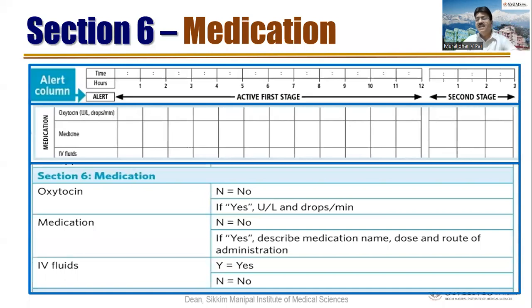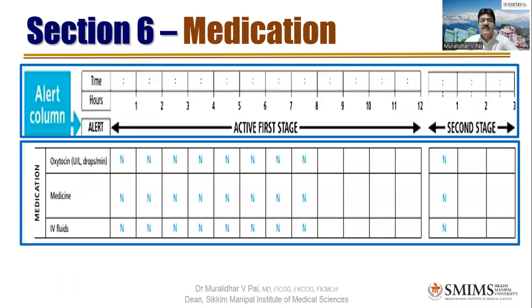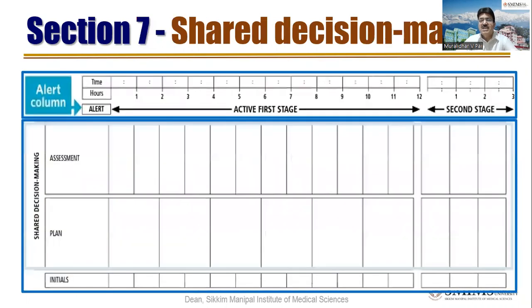Now, section 6 is very easy, simple. Medication. If you have given anything, write it. If you have not given anything, don't write it. Oxytocin, N or Y. Medications, N means no, Y is yes. IV fluids, yes or no. That's all. Okay, there is nothing much alert as such. So you have written whether anything is given or not. I can just skip this.